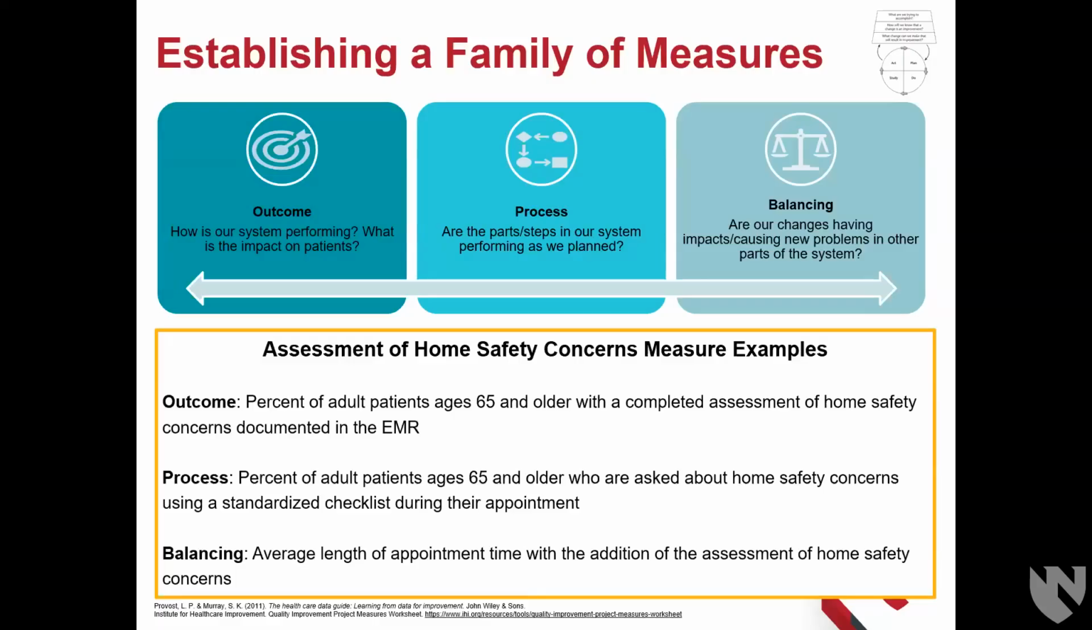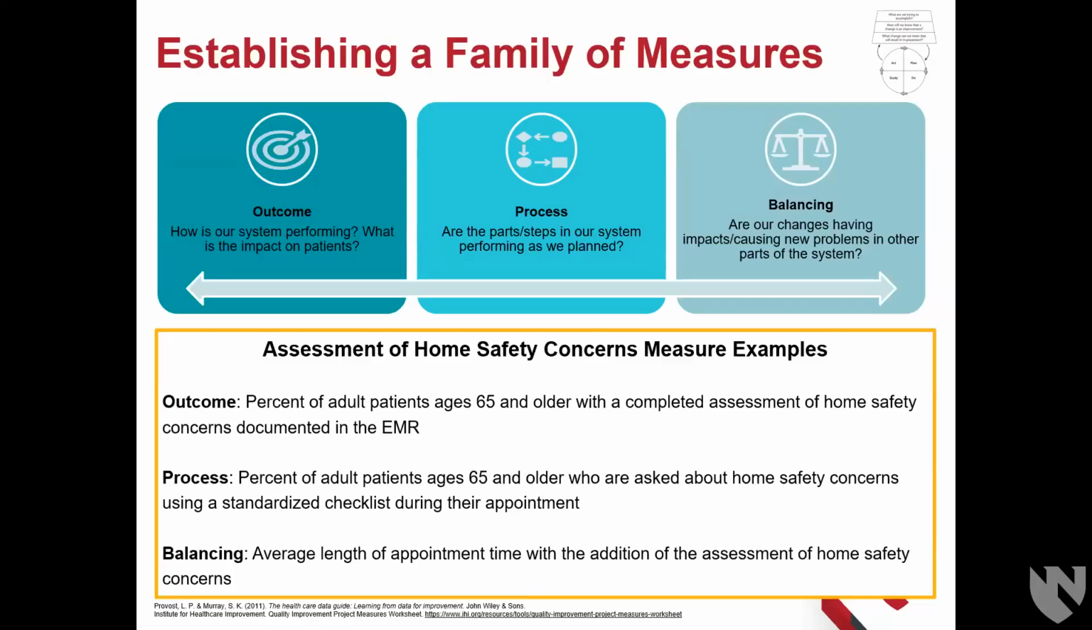So an example process measure for a project focused on assessment of home safety concerns may be the percent of adult patients ages 65 and older who are asked about home safety concerns using a standardized checklist during their appointment. And again, we're operating here under the assumption that this adult patient population were those that screened positive for fall risk. Finally, we often look at balancing measures.